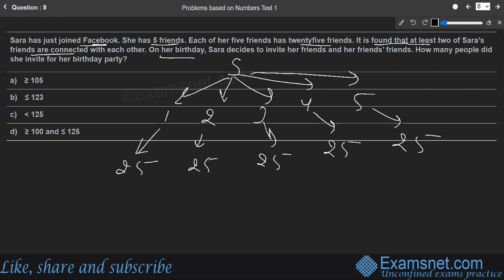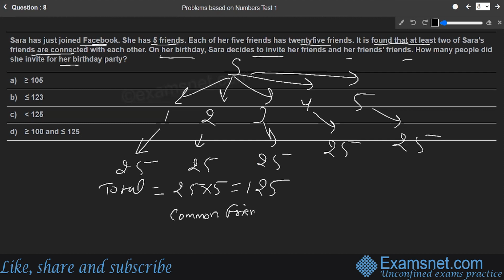On her birthday, Sarah decides to invite her friends and her friends' friends. How many people did she invite to her birthday party? Clearly, if she has got 5 friends and each friend has got 25 friends, the total is 25 into 5, that is 125 friends in all in this network. Now at least 2 friends have 2 friends at least, so the common friends are at least 2, that is minimum they are 2.